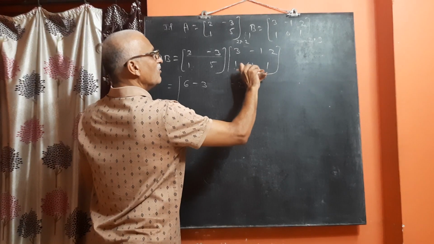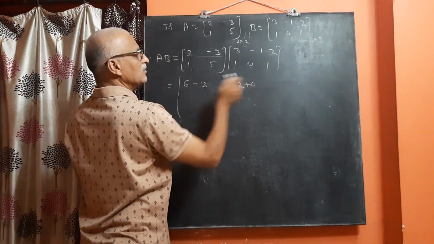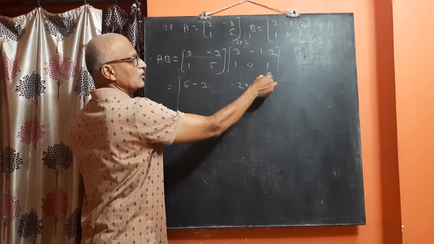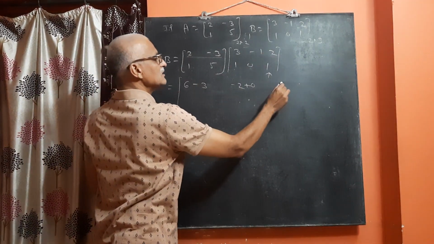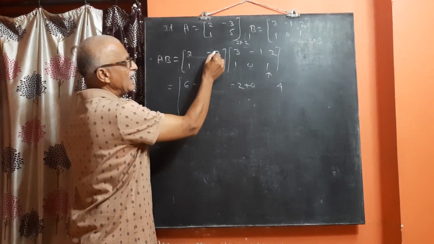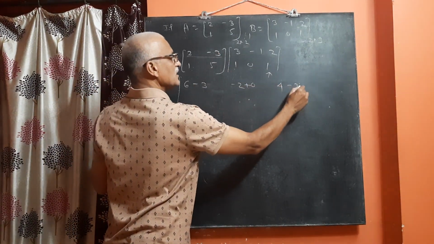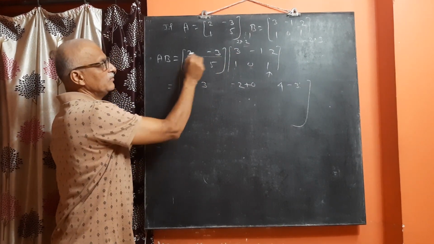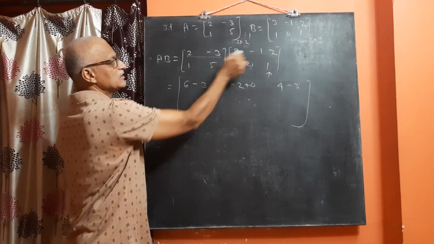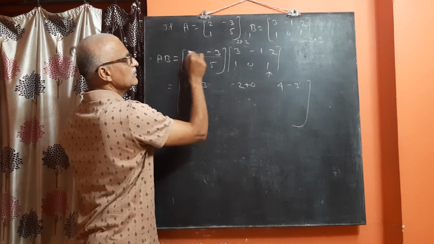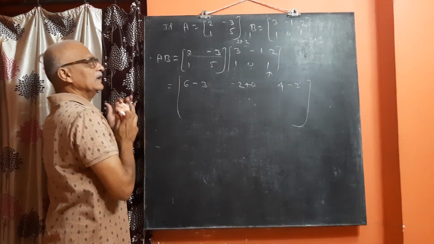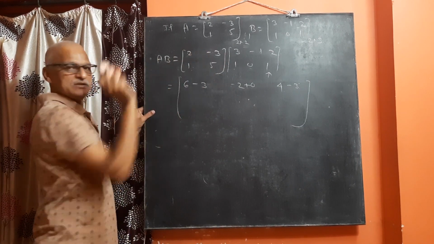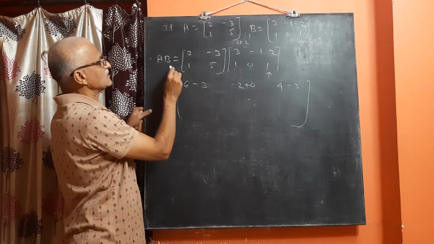After that, first and third, that means this one. First row and this column. 2 into 2, that is 4. Minus 3 into 1, that is minus 3. This is the combination of first row. This element is first row, first column. This one is first row, second column. And this one is first row, third column. Now the work of first row is finished. The role of first row is finished.